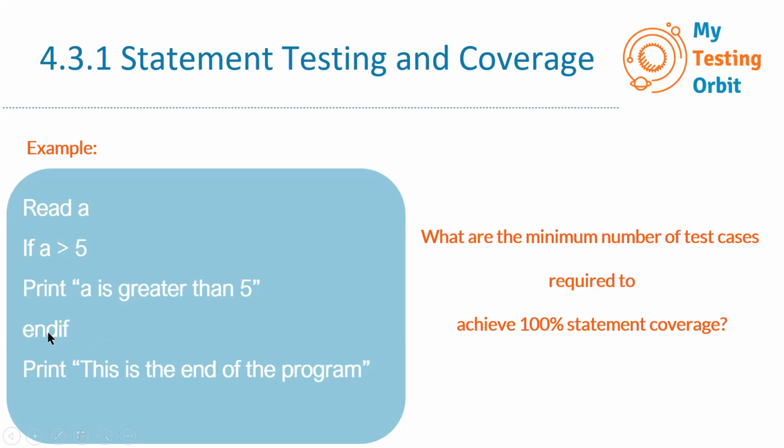Right, so over here, first of all, we are taking an input and we are checking if that input is greater than 5. If it is greater than 5, then print this. And of course, if A is not greater than 5, then it will bypass this statement and go to end if. End if is where the if statement is ending, so we have to mention this as well. Then it's printing, this is the end of the program.